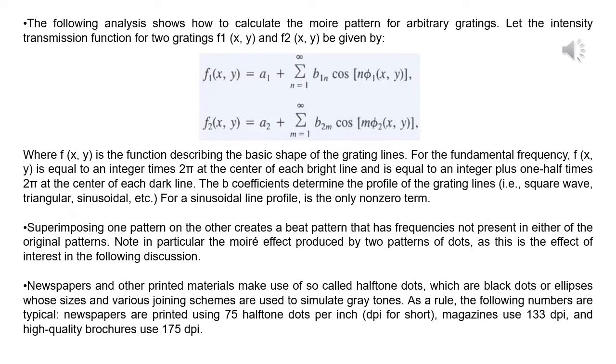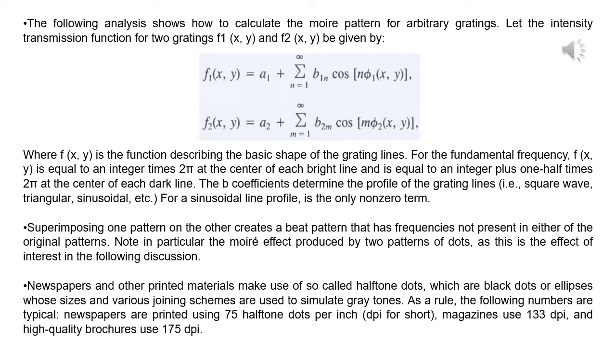And now consider two functions describing the basic shape of the grating lines. For the fundamental frequency, f of x comma y is equal to an integer times 2 pi at the center of each bright line and is equal to an integer plus one half times 2 pi at the center of each dark line. Here f1 of x comma y is equal to the given equation and f2 of x comma y is equal to the given equation. Here the b coefficients determine the profile of grating lines, and for a sinusoidal line profile it is the only non-zero term. The following analysis shows how to calculate the Moire pattern for arbitrary gratings.